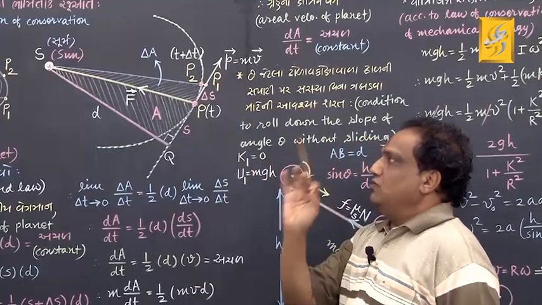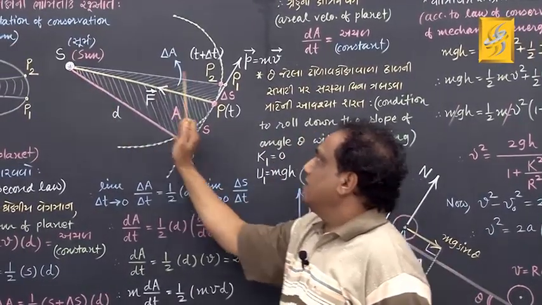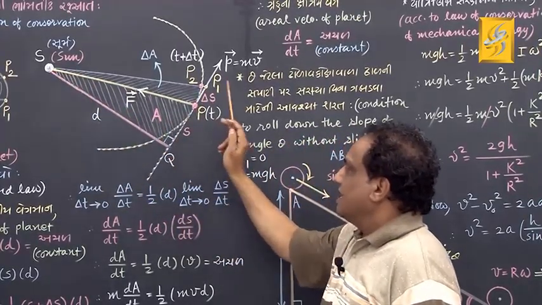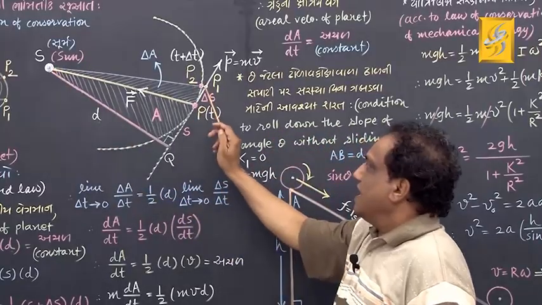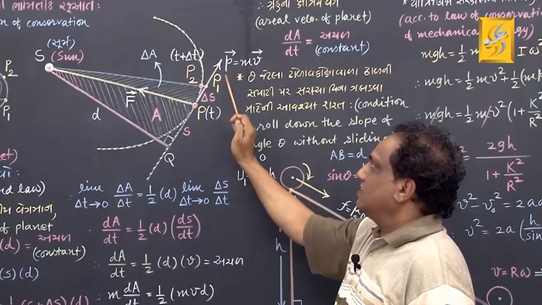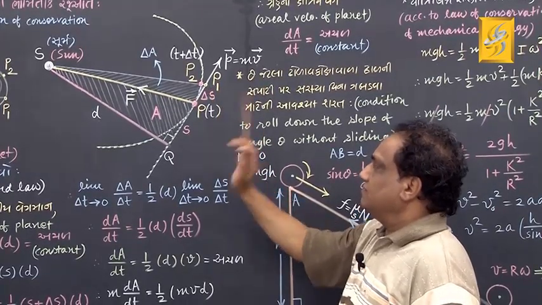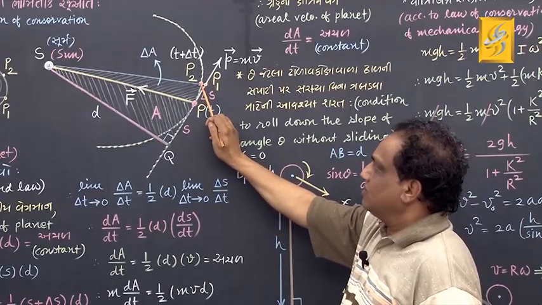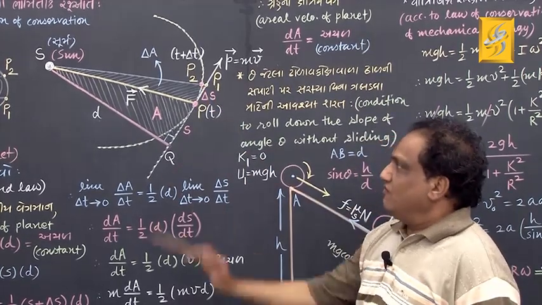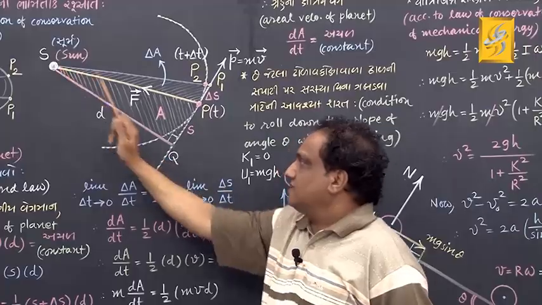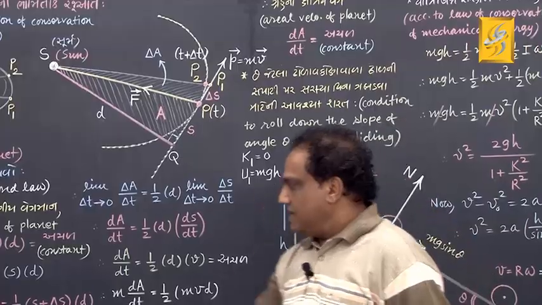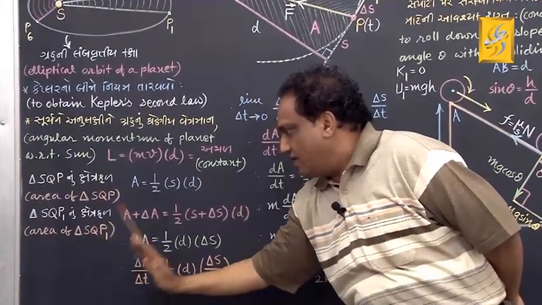Now you just do one thing: join the sun and this position P2, and then extend that line forward, and let it intersect the vector small p. Suppose this point is P1 and this point is P2. Now find out the area of this triangle SQP1.